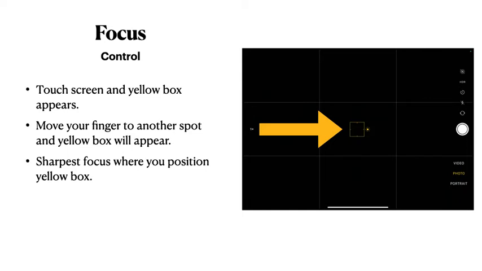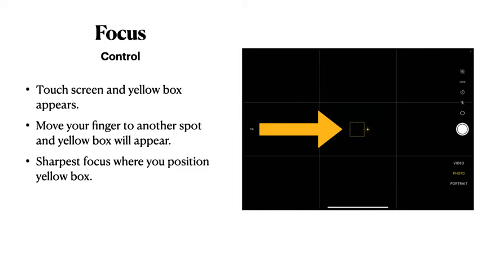So if you just touch your screen lightly with your finger, you'll see a yellow box appears. And then remove your finger and move it somewhere else and touch the screen, and the yellow box will appear again. Wherever that box is located, wherever you choose to center it, that's what will be in sharpest focus. So for example, if you're taking a picture of a person, you might position that yellow box right on their face, and that will make them the sharpest image in the whole picture.